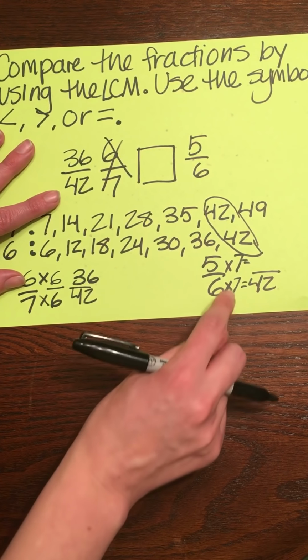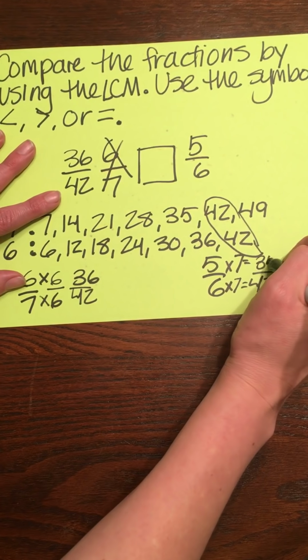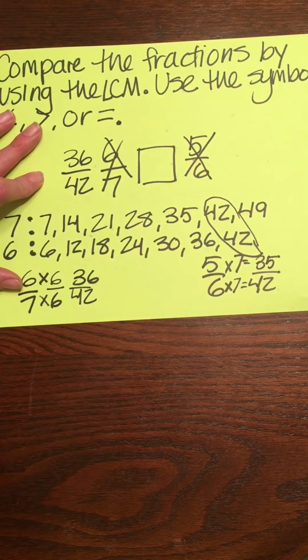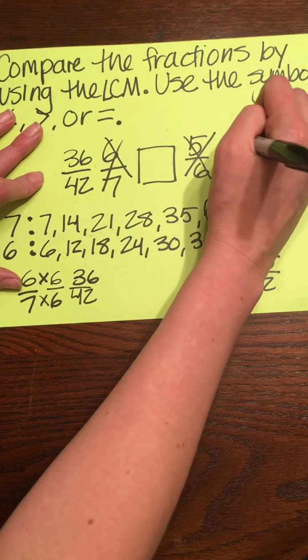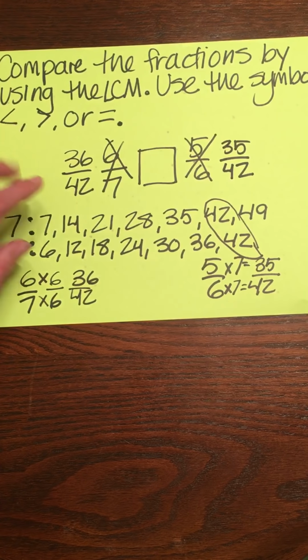It's always the same thing. 5 times 7 is 35. So there's our new fraction. I'm just going to cross that off and write 35 over 42.